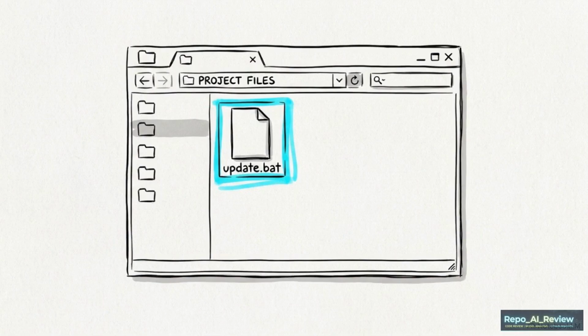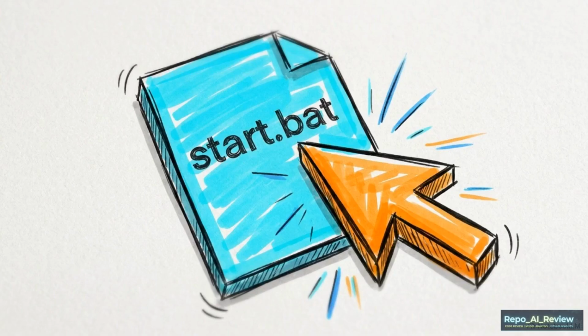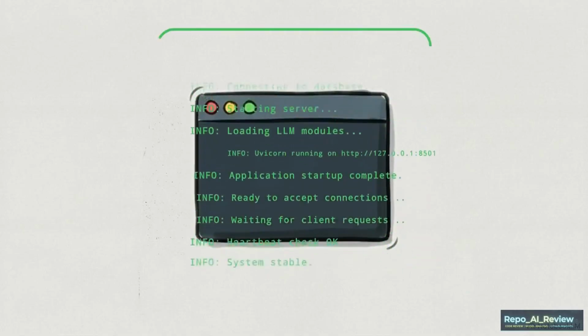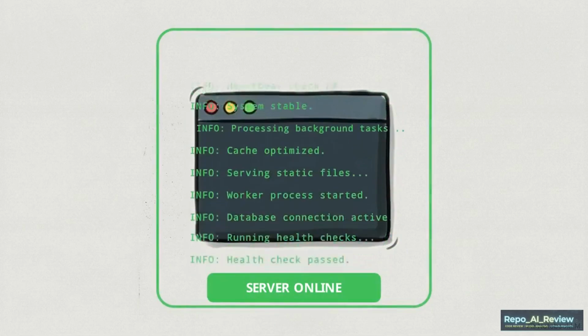Open your extracted folder and run the update batch file to fetch the latest code repository. Once that finishes, double-click the Start script. A black command terminal window will open and begin scrolling through lines of raw code. Leave it open. This is the intended software behavior confirming the server is booting up.